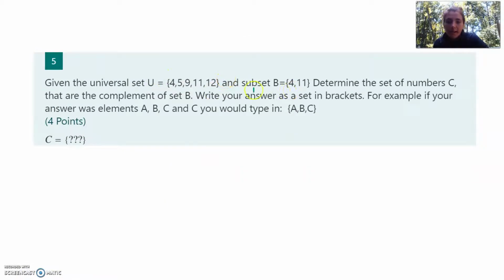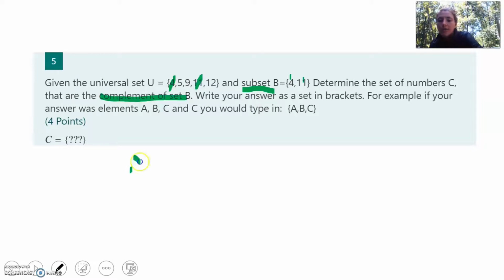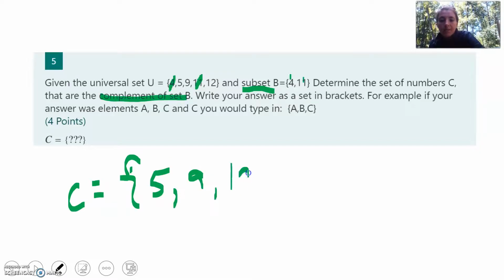Given the universal set and then subset B, remember that subset means all the elements of B are contained in this set, and we see that they are. 4 and 11 are both in this set right here. Determine the set of numbers C that are the complement of set B. The complement means everything that's not in B. So basically we just want to take the 4 and 11 out of the universal set. The complement of B is everything in the universal set that is not in B. So that is 5, 9, and 12.